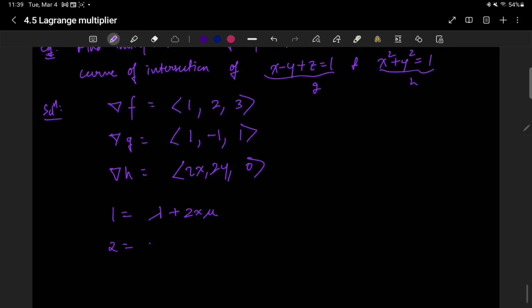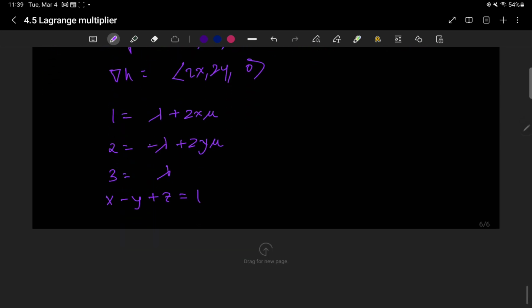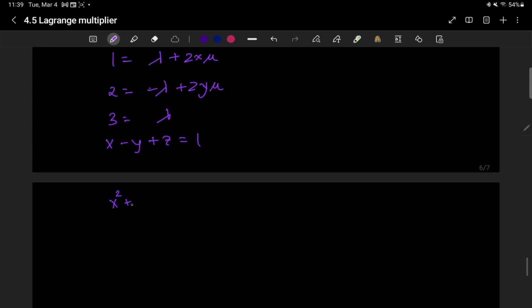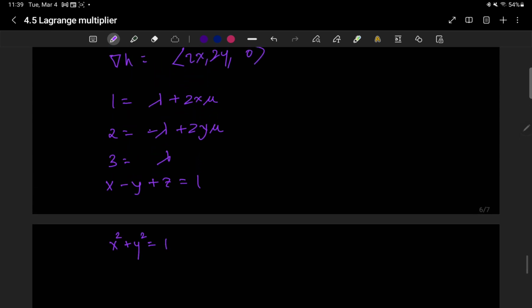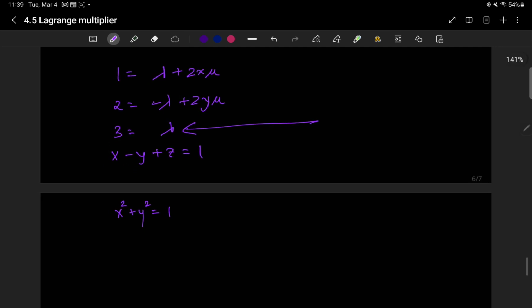2 is negative lambda plus 2y mu. 3 is lambda because there's no more mu, and then x minus y plus z is 1, and x squared plus y squared is 1. So here, one of them, actually this, is already giving me lambda. Okay, so that's a good thing.